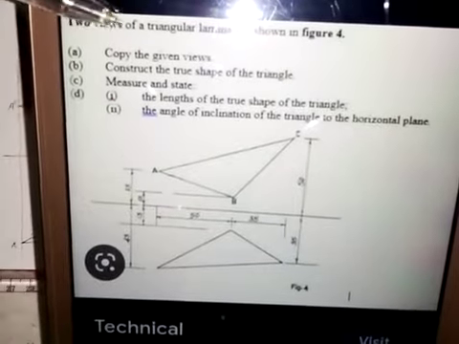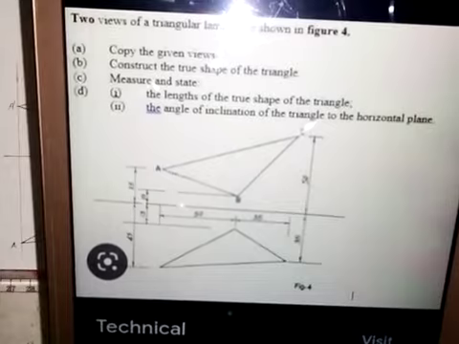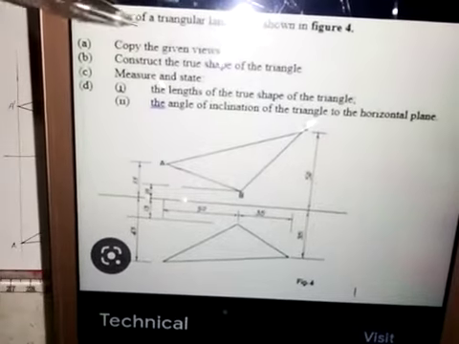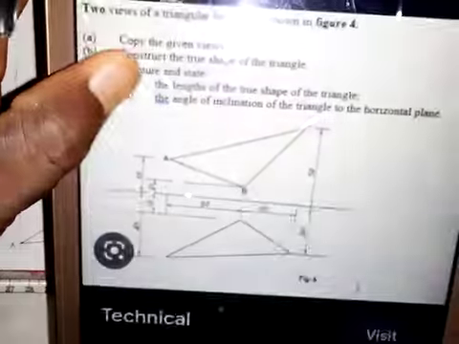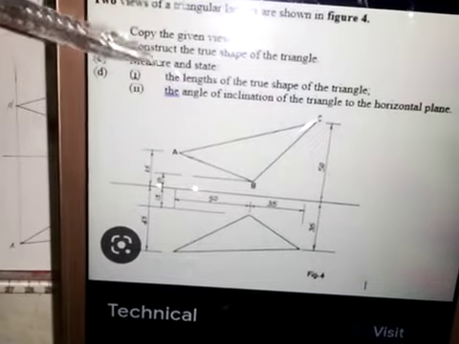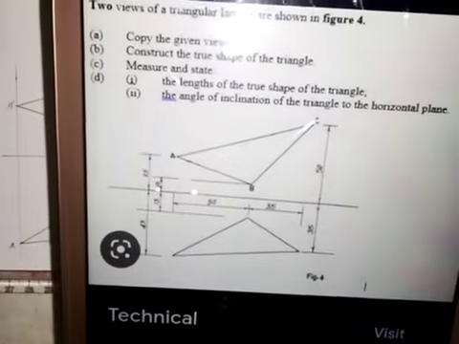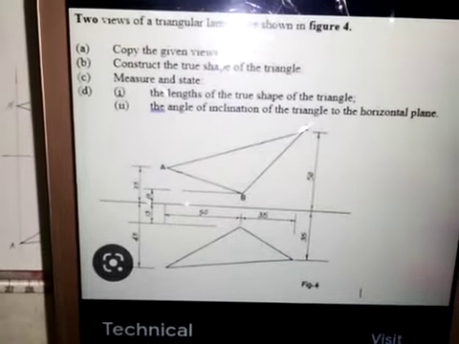As we have here, there are two views of a triangular laminate or lamina as shown in figure 4. We are asked to copy the given views, construct the true shape of the triangle, measure and state the length of the true shape of the triangle, and the angle of inclination of the triangle to the horizontal plane.